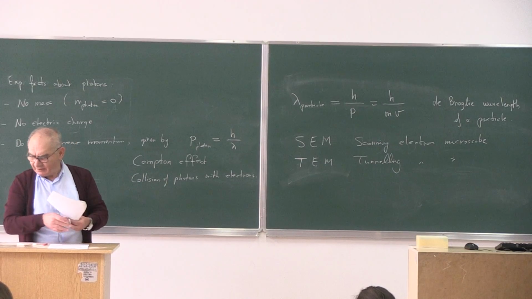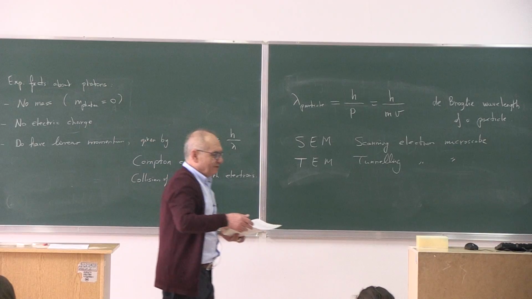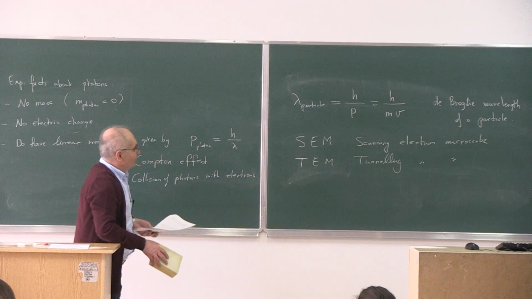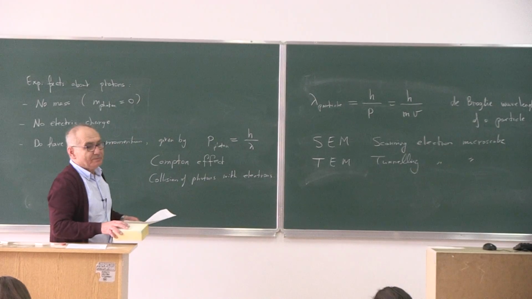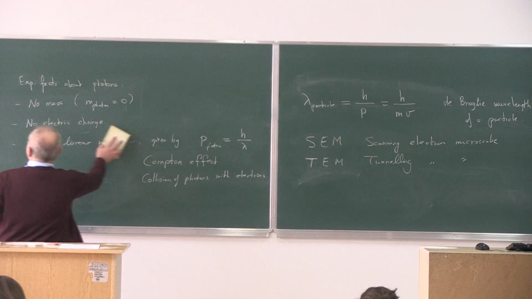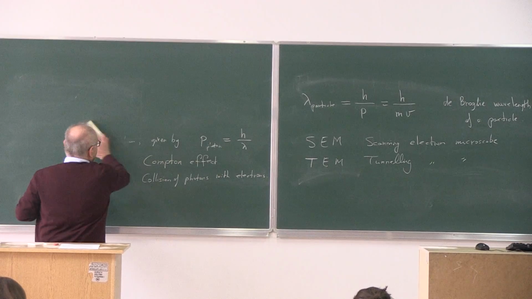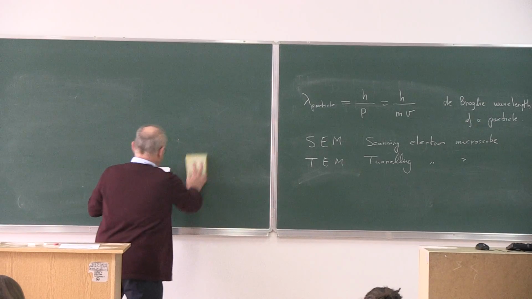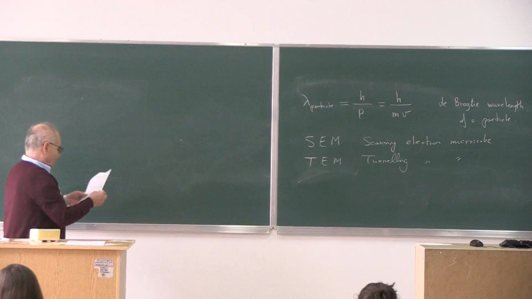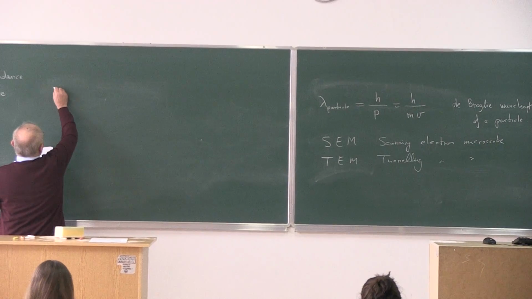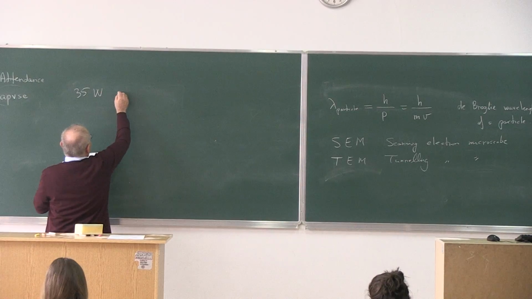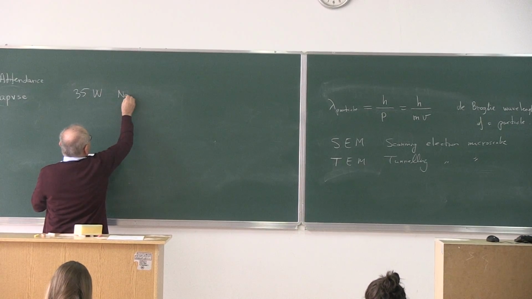All right, so far we have just done theoretical discussion. Let us give some numerical examples. One example is exercise 1. We have a 35-watt sodium lamp.